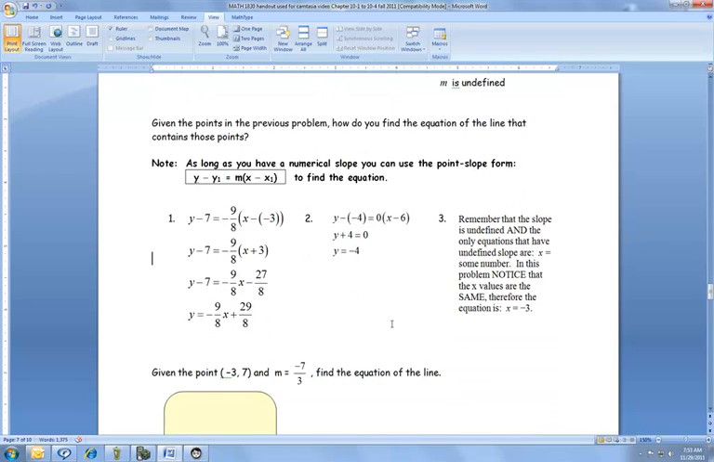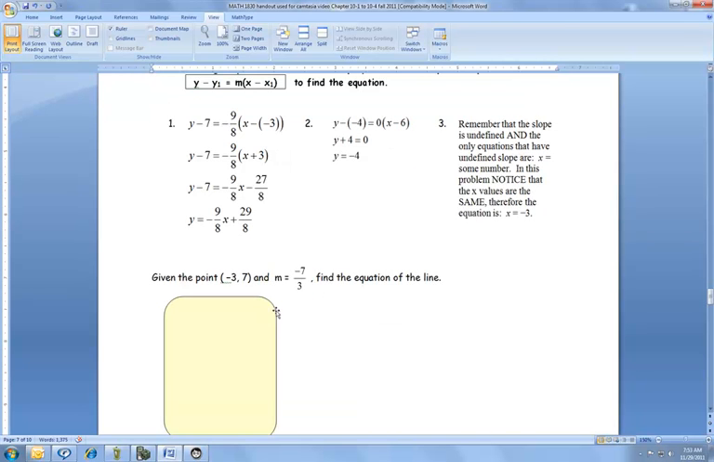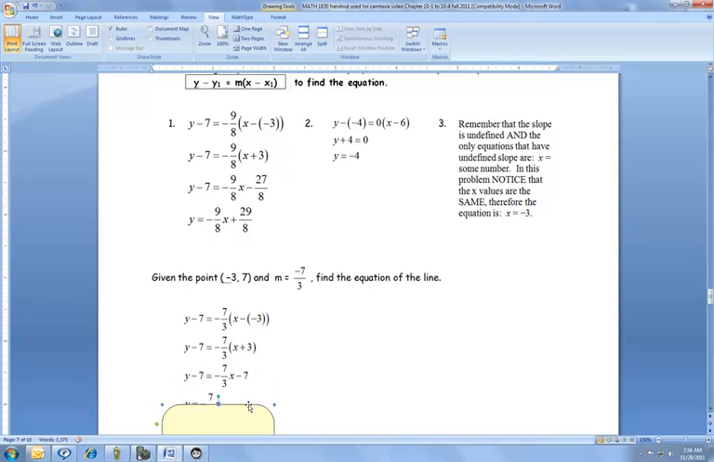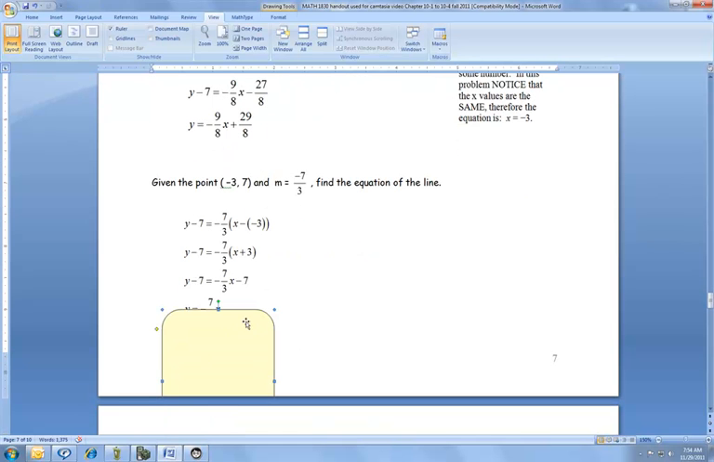Got one more problem. I'd like you to pause me. You go ahead and do this problem, and then see if you come up with what I do. So I'm going to put it in the appropriate location. I'm going to clean up this piece here. And now the next thing I do is distribute through. Negative 7/3 times x gives you negative 7/3 x. Negative 7/3 times positive 3 should give me a negative 7. All I need to do now is add 7 to both sides, and that should be your equation.